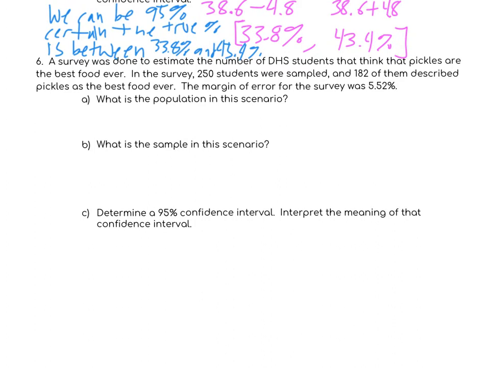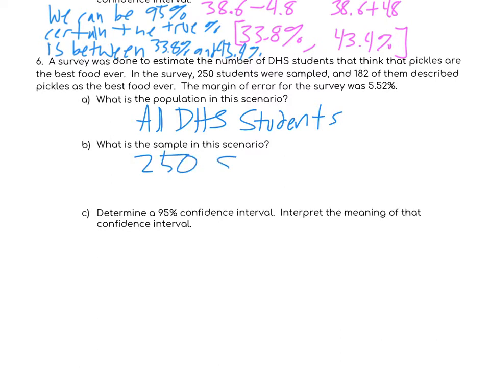All right, number 6, we've got a survey about pickles being the best food ever. The population is all DHS students. The sample are those that were selected for this, so 250 students sampled. Then for the 95% confidence interval, we're given a margin of error. Out of 250, 182, so I have to find the percent for that because my margin of error is in percent.